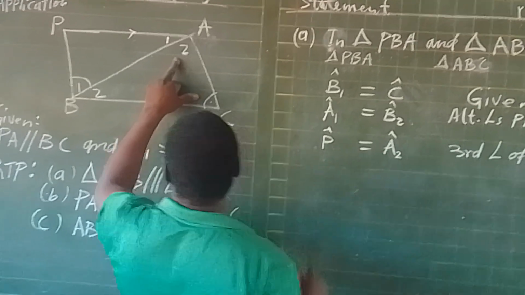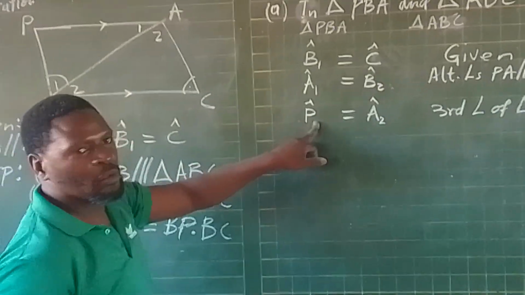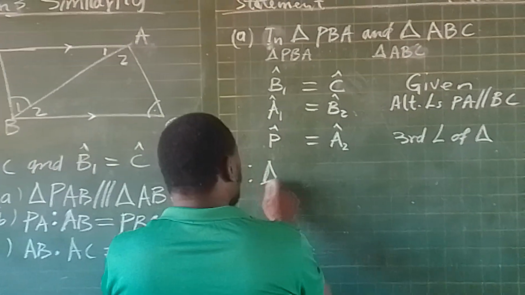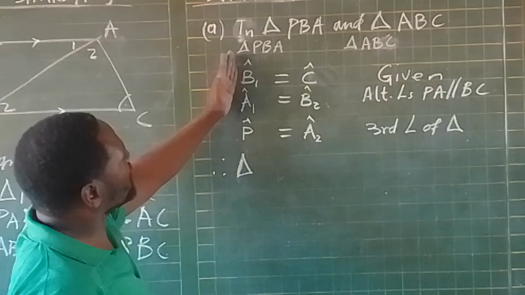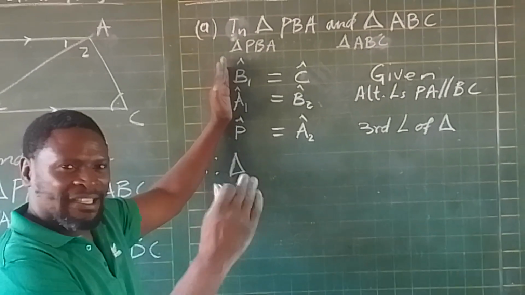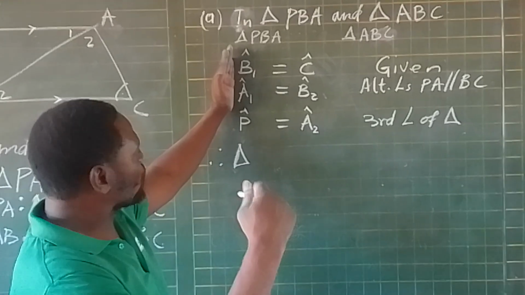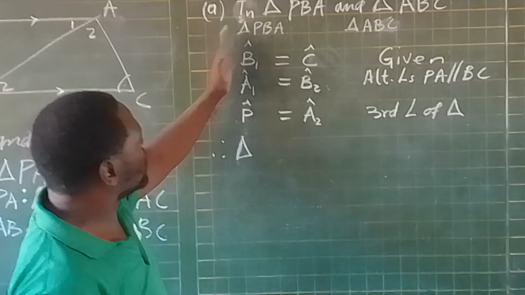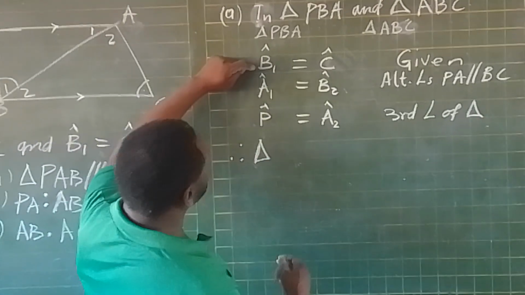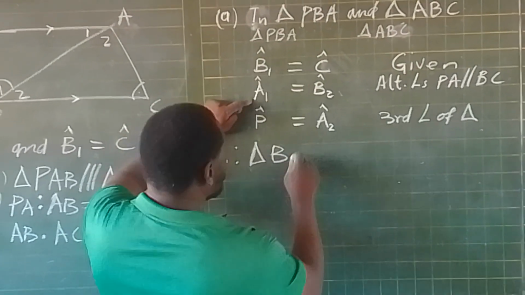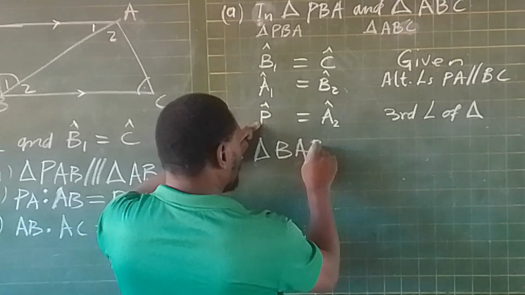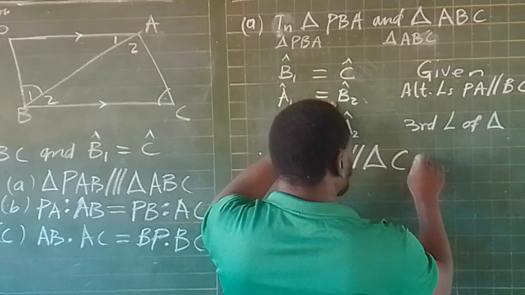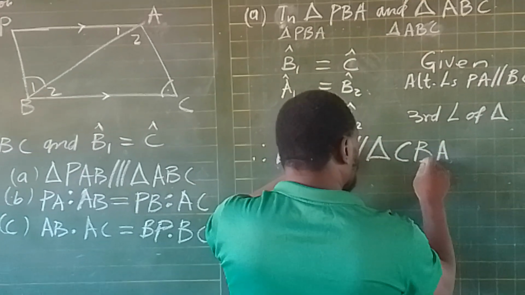Now put your subscript here. If there was a subscript here, you would have put the subscript. Therefore, triangle, now you don't miss this, it is systematic. It is following the order. Do not lose this order. Triangle BAP is similar to triangle CBA.